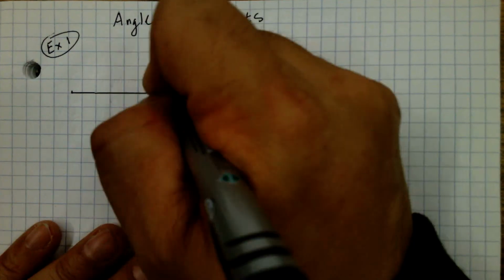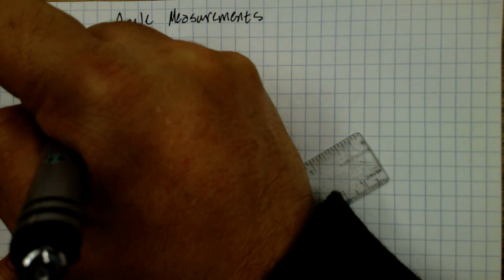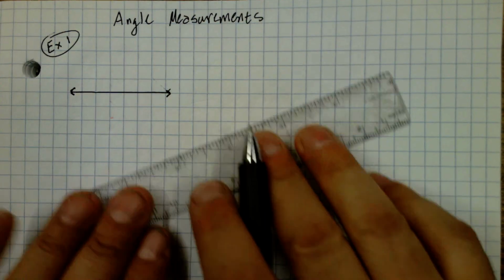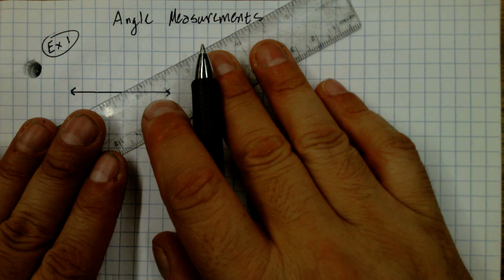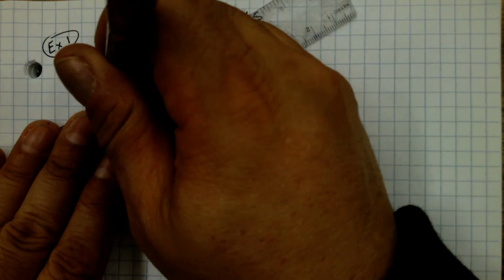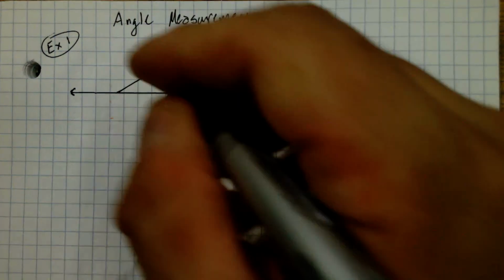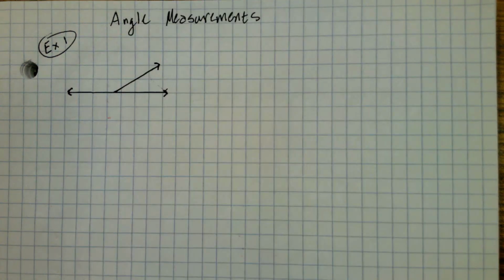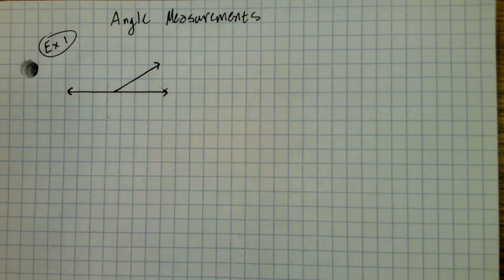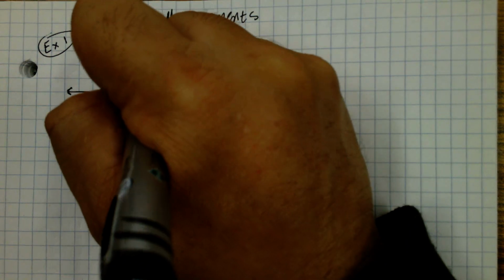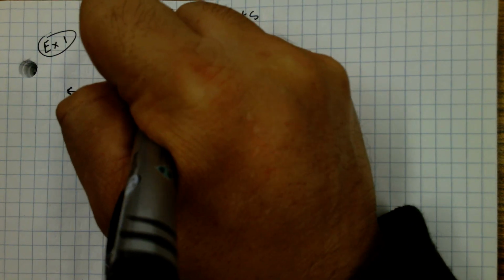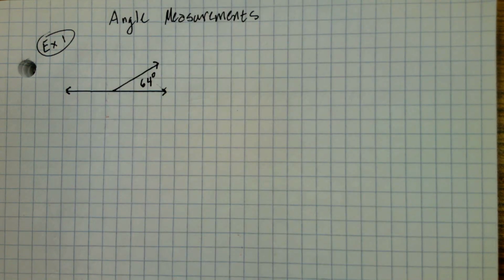So I'm going to have a line. Our line always has to have arrows on both sides. And then we're going to have a ray coming out of this line. Okay, so make this quick sketch here. I got a line and a ray in the middle, and we have some measurements. So that's 64 degrees.